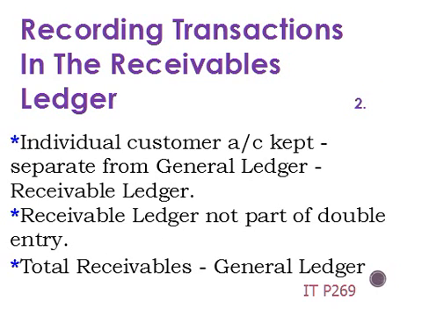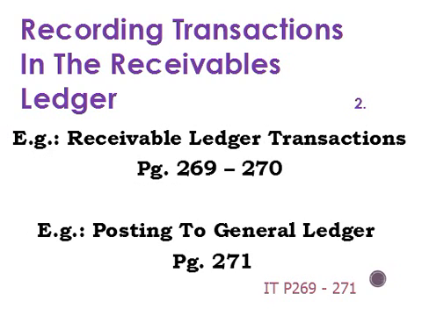It's common for a business to have individual customer accounts. They are kept separate from the general ledger, in the receivable ledger, as memorandum accounts. The transactions kept in the receivable ledger do not form part of the double entry. Instead, there is a total receivables, or receivables ledger control account, kept in the general ledger to keep track of all the transactions kept in the receivable ledger. For an example on recording receivable ledger transactions, see the example on pages 269 to 270 of your interactive text study guide. For an example of how you would post those transactions to the general ledger, see the example on page 271 of your interactive text study guide.